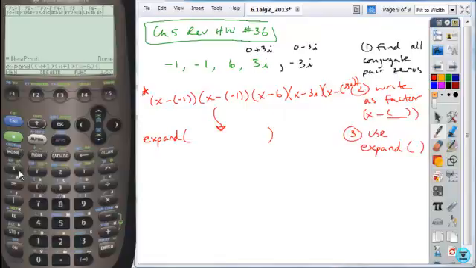Times the next factor, x minus 3i. Again, make sure you're using this imaginary number i, which is second catalog, not just the letter i. Close off your grouping symbol. And then my final factor, x minus a negative, becomes a plus 3i. Again, the imaginary number i. Close off my entire expand command. And when I do that, I should have a polynomial.